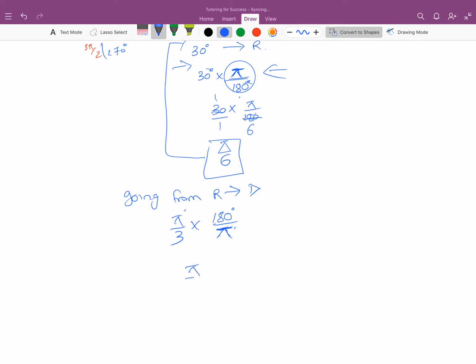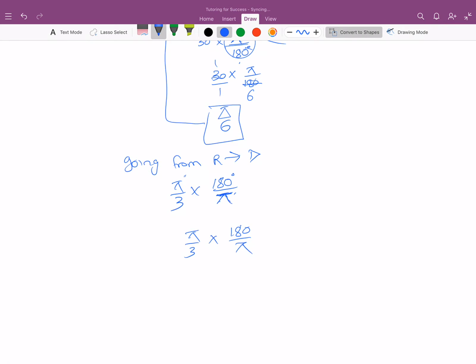So pi over 3 times 180 over pi. This pi and that pi cancel because it's multiplying a fraction, numerator and denominator cancel each other out. How many 3s are in 3? 1. How many 3s are in 180? If that is too hard to compute, just think of 18. There are 6 3s in 18, but then that 0 just follows, so the answer is 60. So your answer would be 60 degrees. So pi over 3 is 60 degrees.